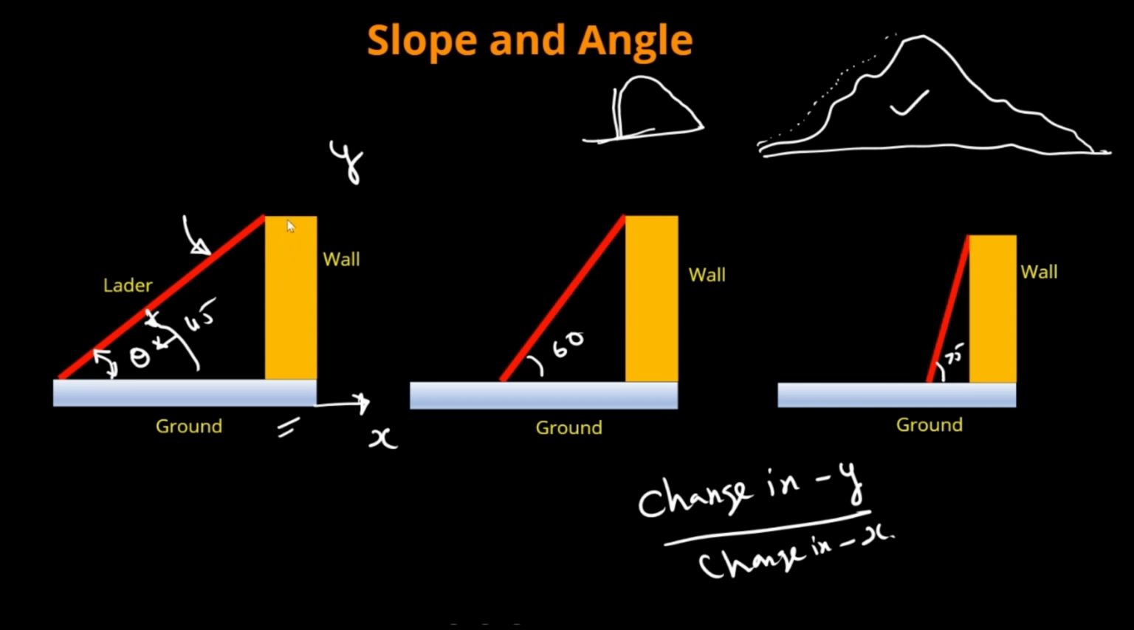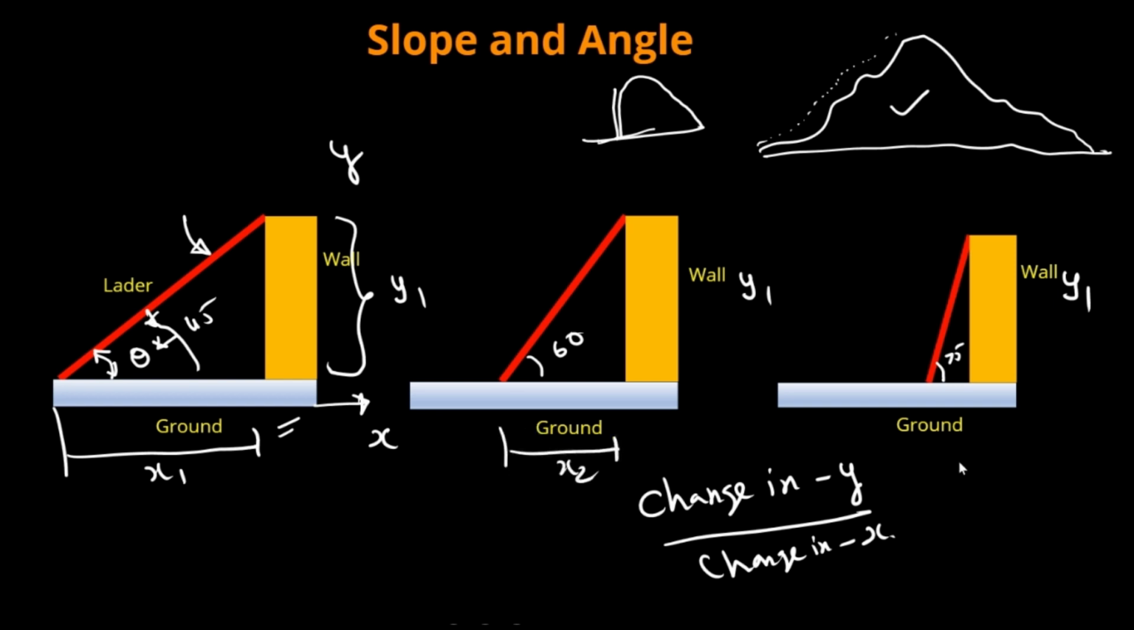If we check all three scenarios, we are keeping the same height, for example y1. In all the scenarios we have the same height of the wall. But the x distance between the wall and the ladder keeps changing: here it becomes x1, here x2, and here x3. That defines the slope: how much y is changing with respect to x. For example, the height y1 divided by x1 will give some ratio.